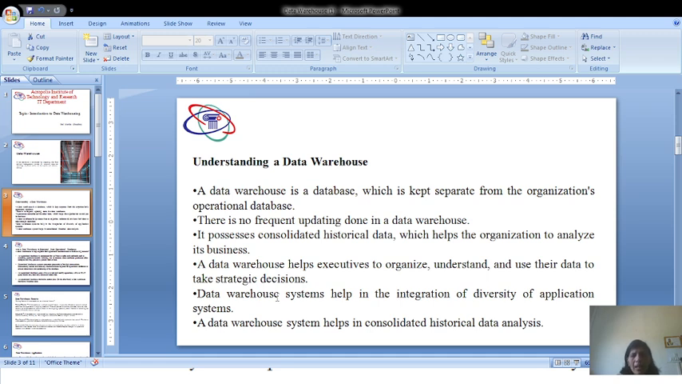A data warehouse helps executives to organize, understand and use their data to take strategic decisions. Data warehouse system helps in integration of a diversity of applications. A data warehouse system helps in consolidated historical data analysis. Means if we analyze the historical data or data warehouse of a company or business, then we can make better decisions to improve our business. This is the decision making data also.